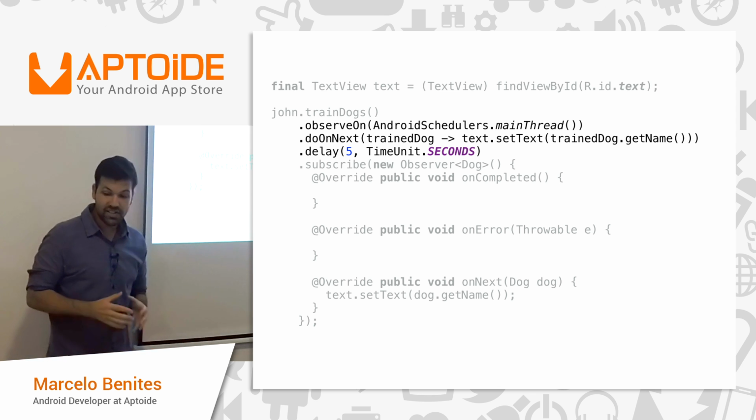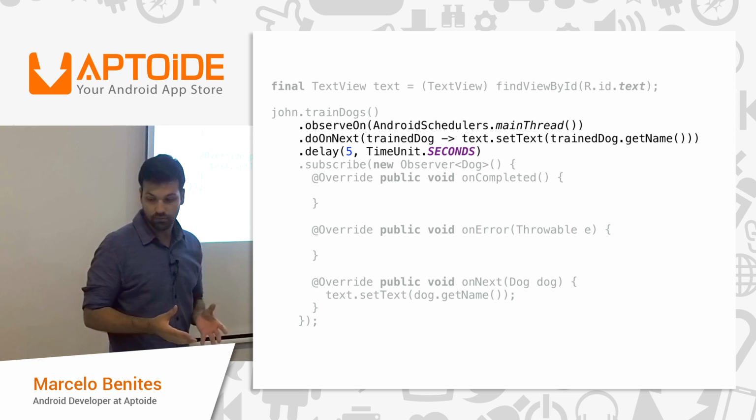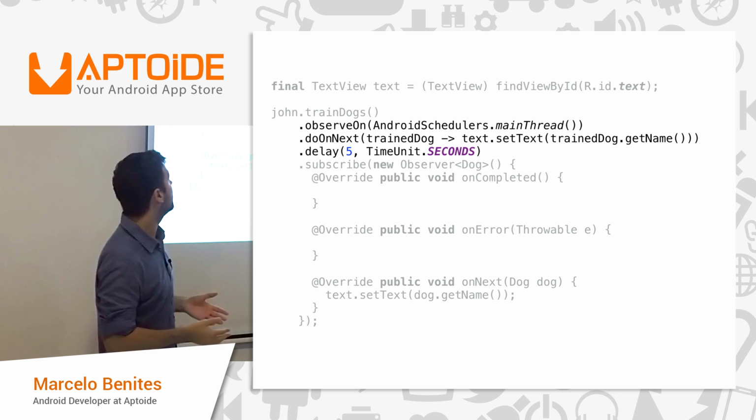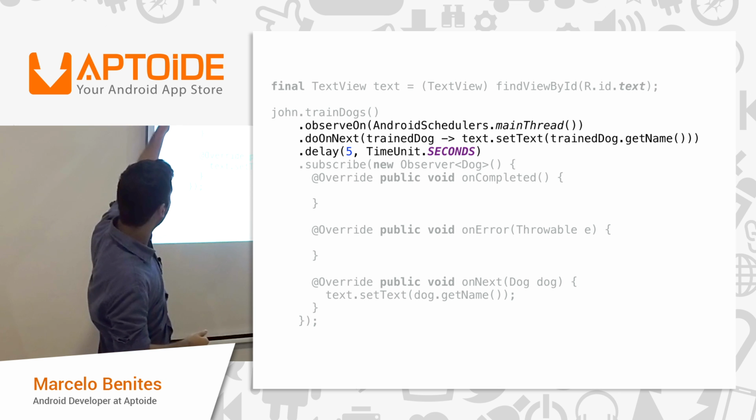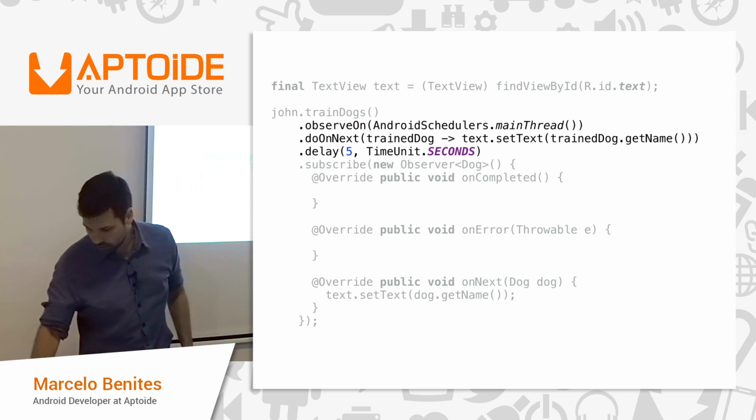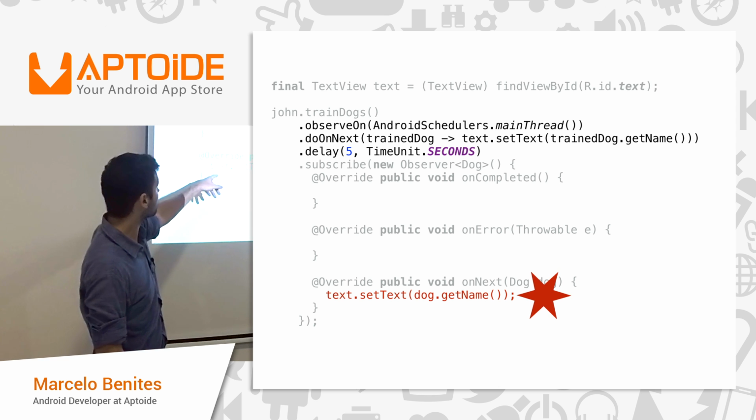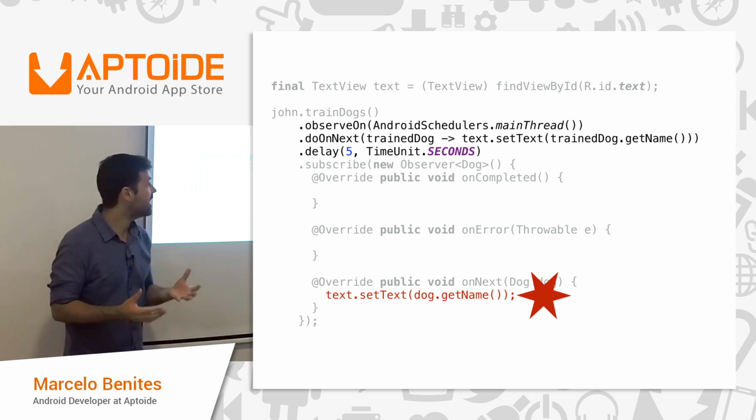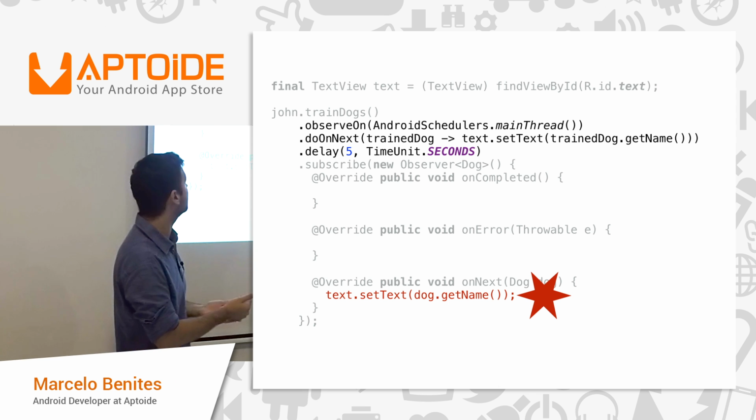But this operator is kind of special because by default, it operates in a different scheduler. It operates in the computation one. So it will change the scheduler that we're operating on. So if we continue, we'll be in the computation scheduler and it will crash. So how do we know that delay does not operate by default in the same scheduler it is chained to? How do we know that?